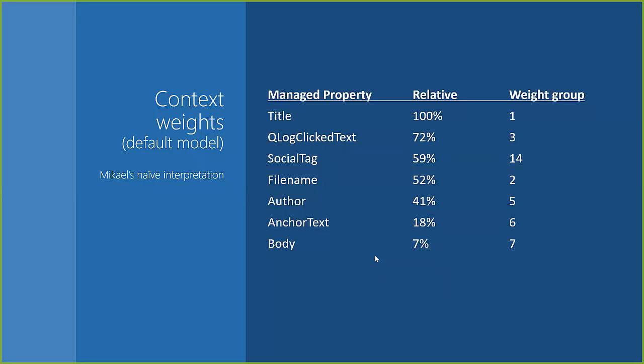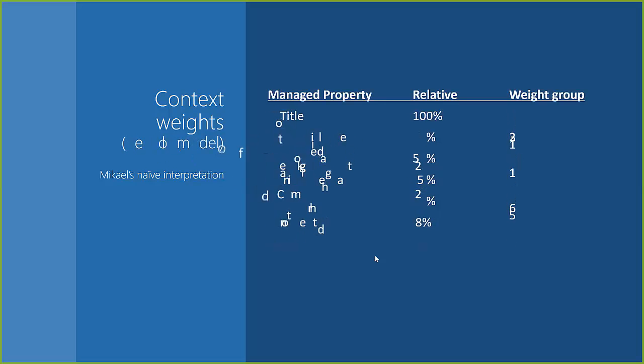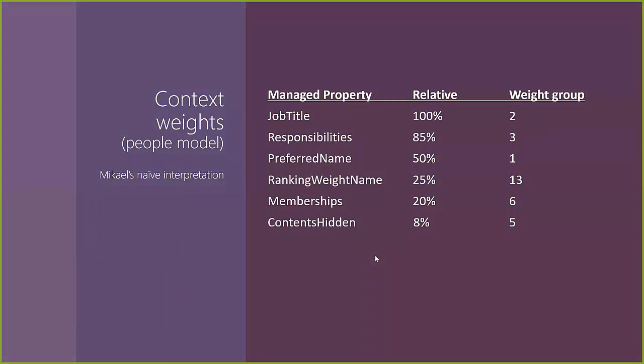So this is a default rank model for content. If we, however, look at the default people search model, then job title is actually the most important one. It ranks the highest. And then you have responsibilities, preferred name, ranking weight name, memberships, and contents hidden.